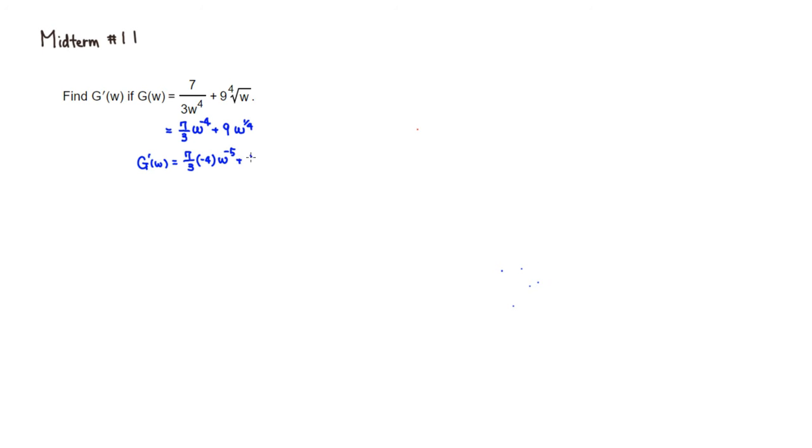So you have a 9 constant multiple there. Derivative of w to the quarter power would be put 1/4 in front, w to the, subtract 1 from 1/4, so it's a negative 3/4. Alright, so we just have to clean this up a little bit.